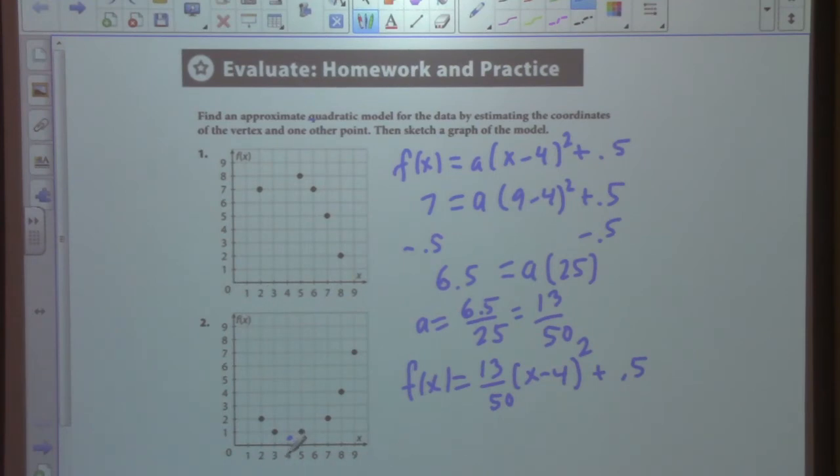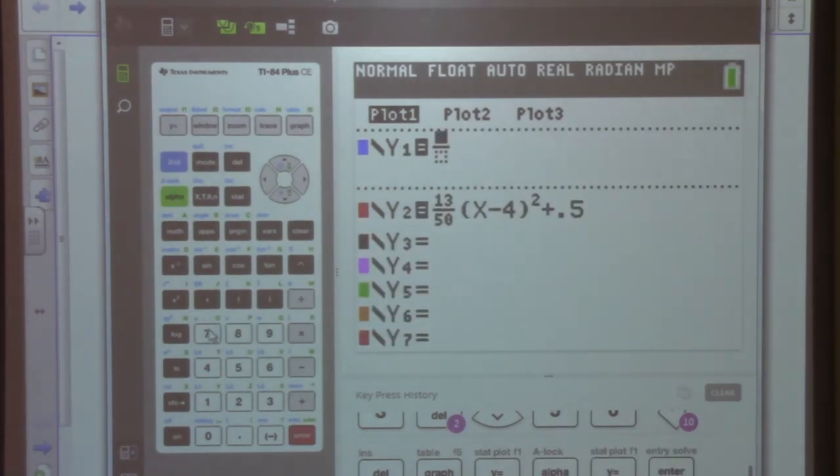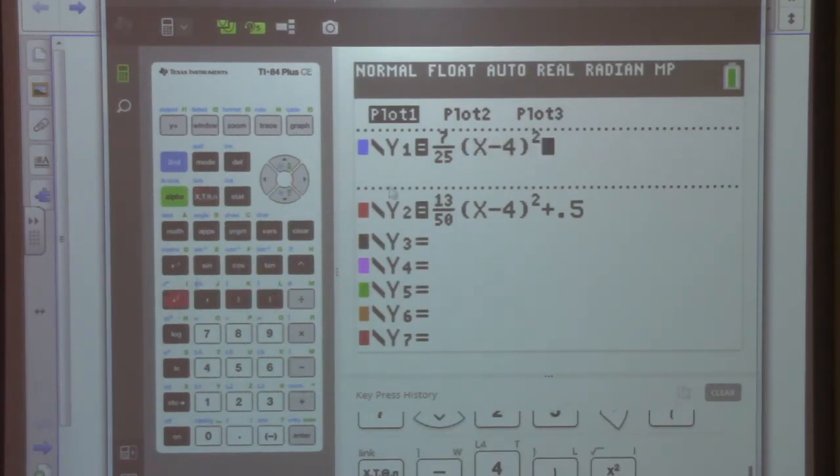So you got an answer for that? Okay, Jay says he used 4, 0 for the vertex. Jay, that's a good job. Tell us what you got for your equation. F of x equals 7 over 25, and then the rest was the same except for the 0.5 up there. So what he has is x minus 4 squared, and then plus 0.